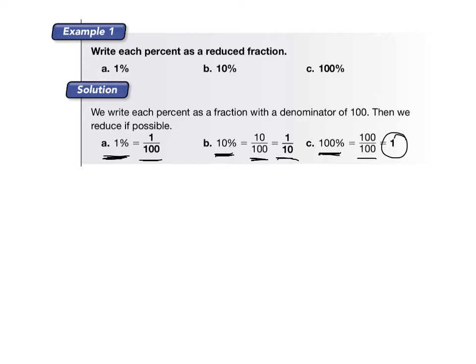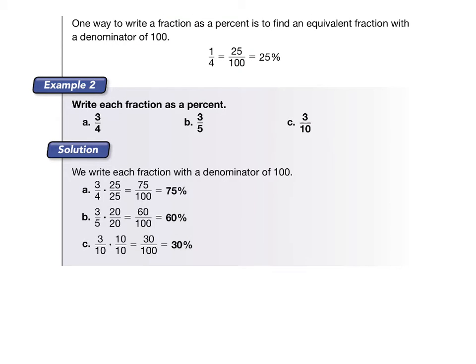All right, so let's go to example 2. In example 2, it tells us that another way to write a fraction as a percent, you want this in your notes, is to find an equivalent fraction with a denominator of 100. So what they mean is you would take, and this is your example, 1/4. In order to write it as a percent, you're going to write it first as a fraction with a denominator of 100. So if I multiply this by 25 and that by 25, I get 25 over 100. And because the denominator is 100, we know that that's 25%.